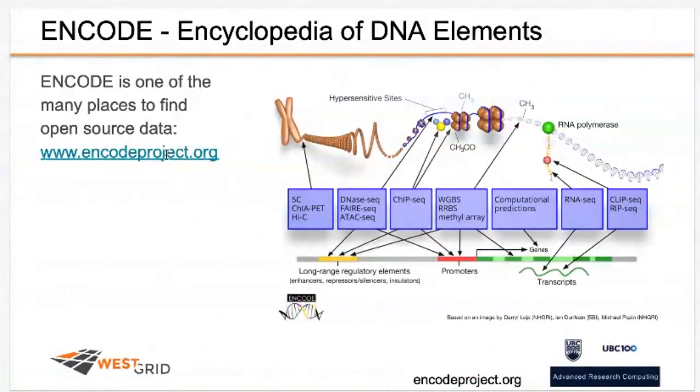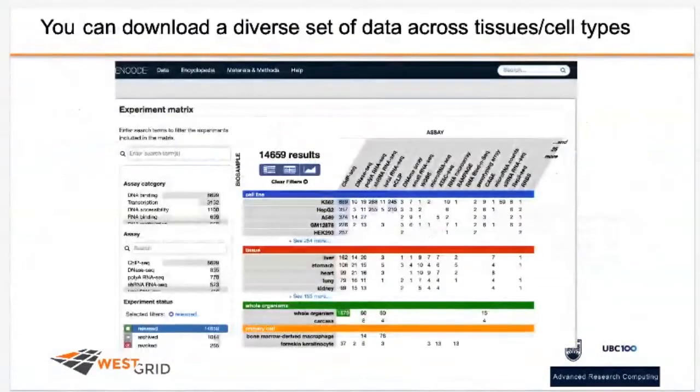If you are looking for data to play with within your own project, or if you're looking for more data to analyze after today's session, then I highly recommend going to this link, encodeproject.org. If you take a look at my next slide, by going to this link and clicking on the data tab here, you can see that they have thousands of data sets over a variety of different tissues and cell types, including whole organisms, or, wow, carcasses, and then the number of different assays which they have produced.